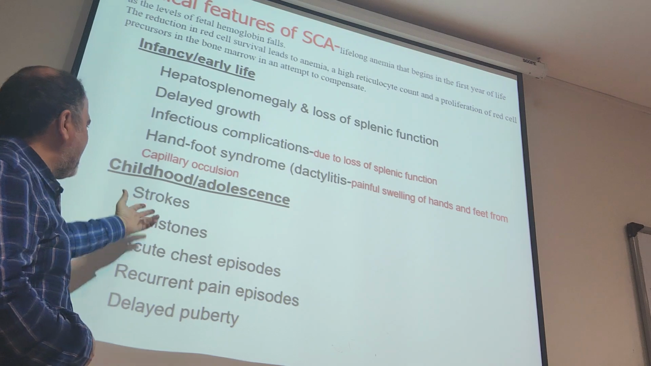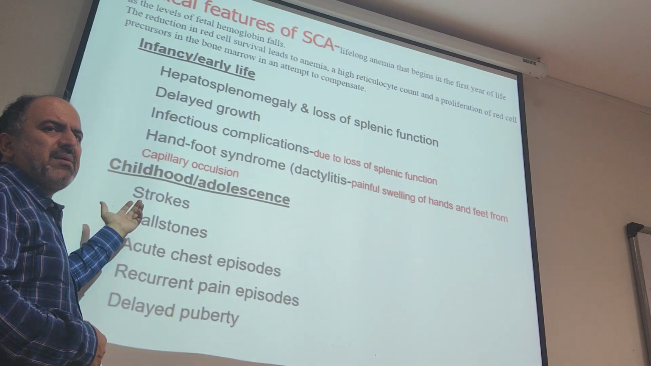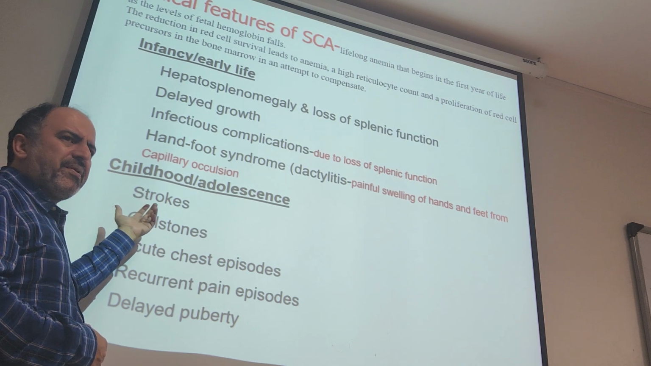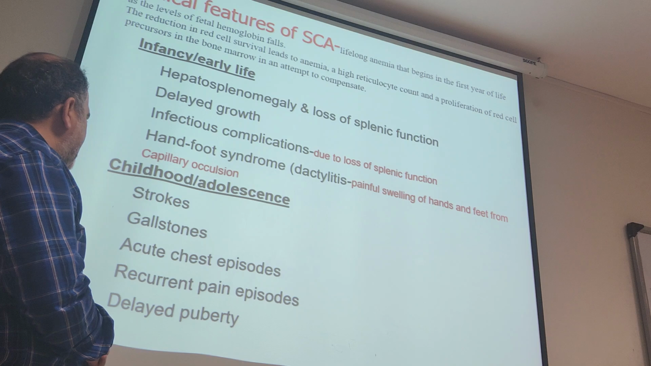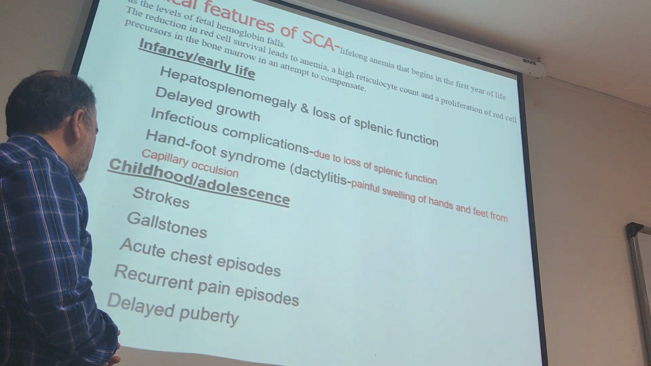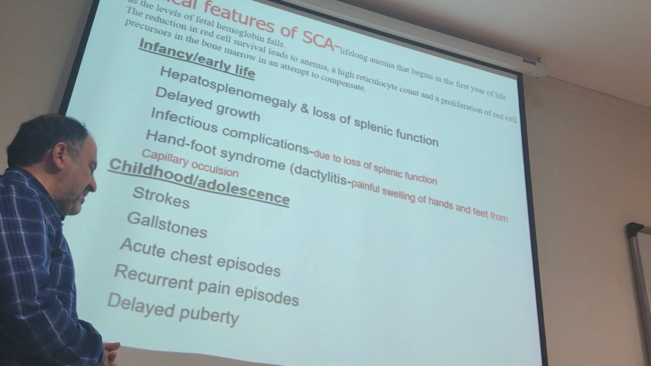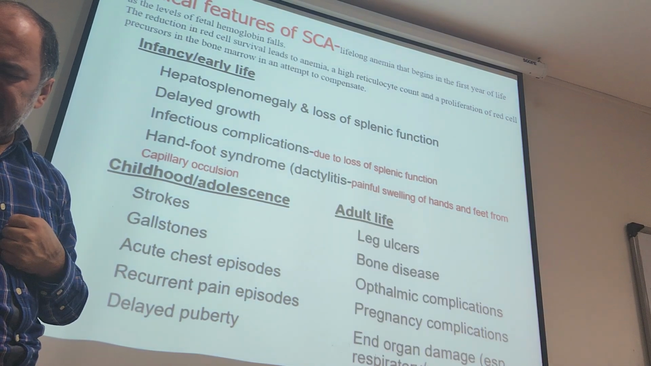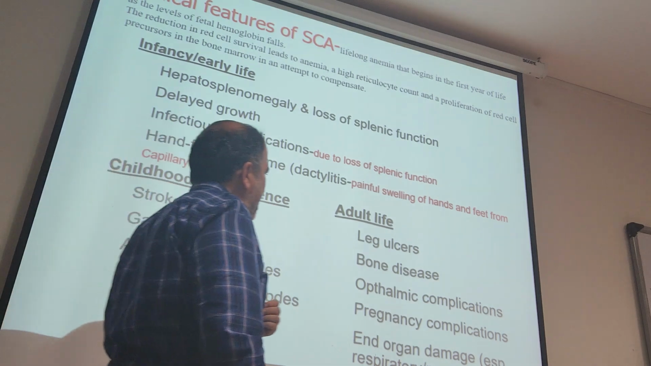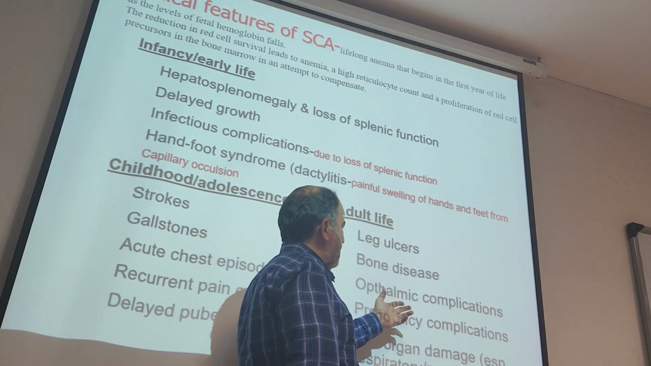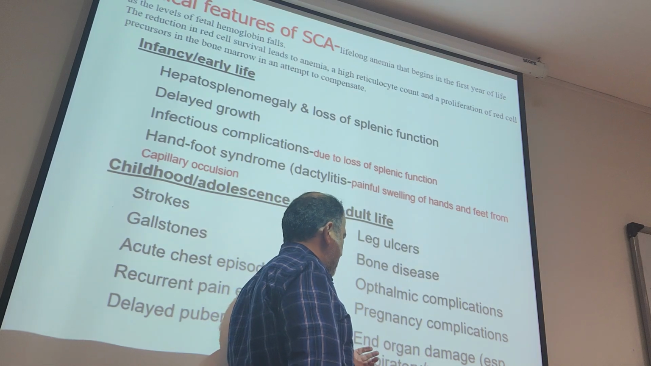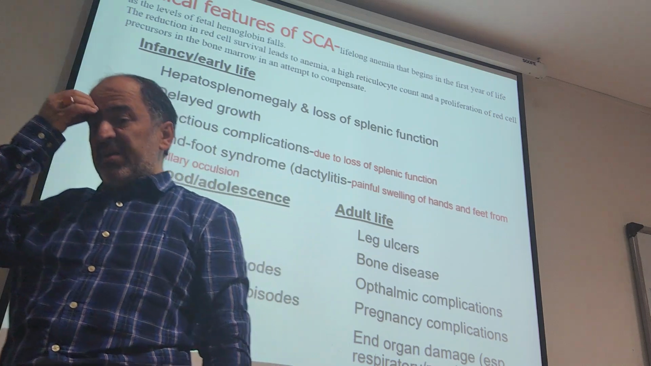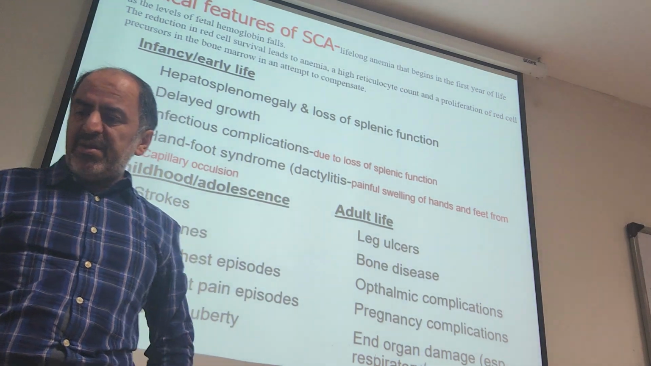When they are bigger, they are at risk for stroke. For the heart, we say myocardial infarction. For the CNS, we say stroke, meaning brain infarction. Also, they are at risk for gallstones, chest pain episodes, recurrent pain episodes, and delayed puberty because of this kind of clump occlusion of the different vessels. In adult life, we have leg ulcers, bone disease, ophthalmic complications, pregnancy complications, heart organ damage, respiratory and renal failure in the sickle cell anemia patient due to capillary occlusion.